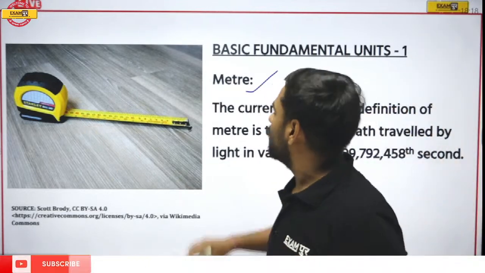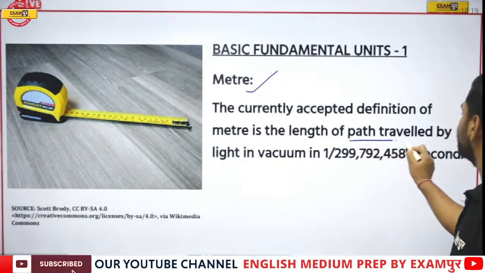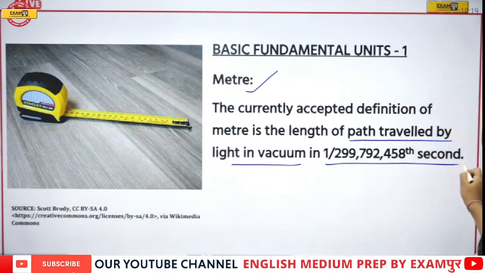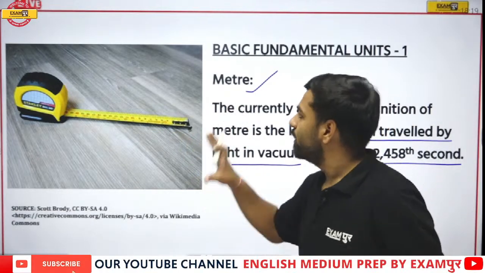If I talk about the meter, the currently accepted definition of meter is the length of the path travelled by light in vacuum in 1/299,792,458 second. So this is exactly the value of a meter.